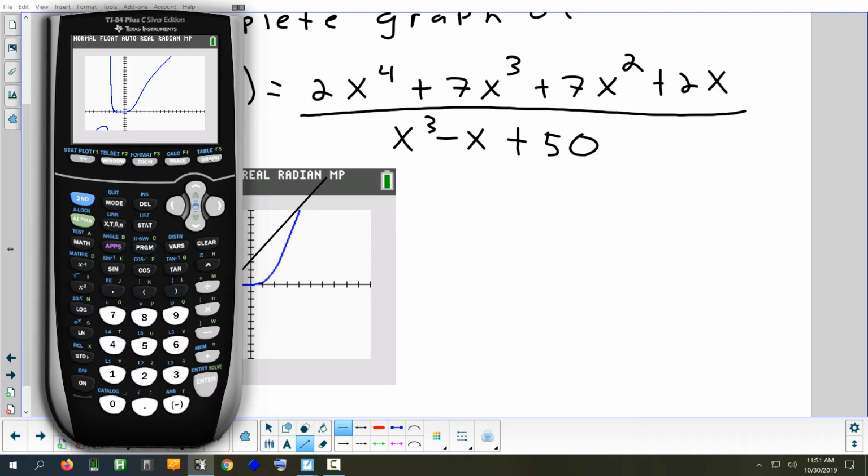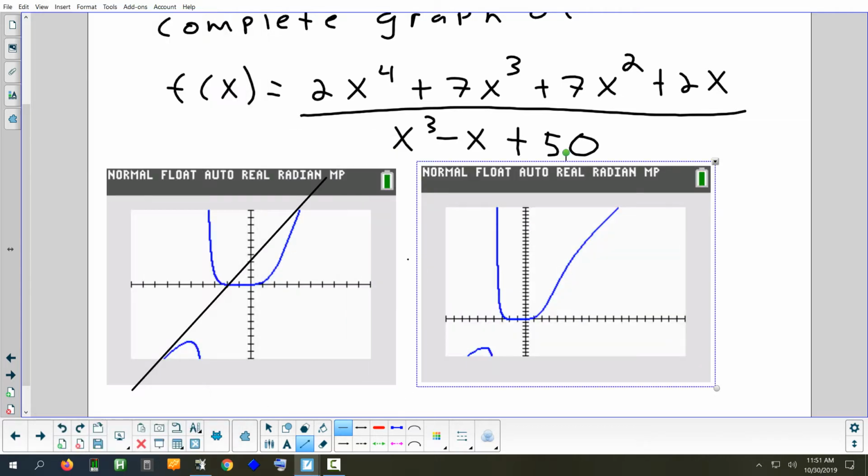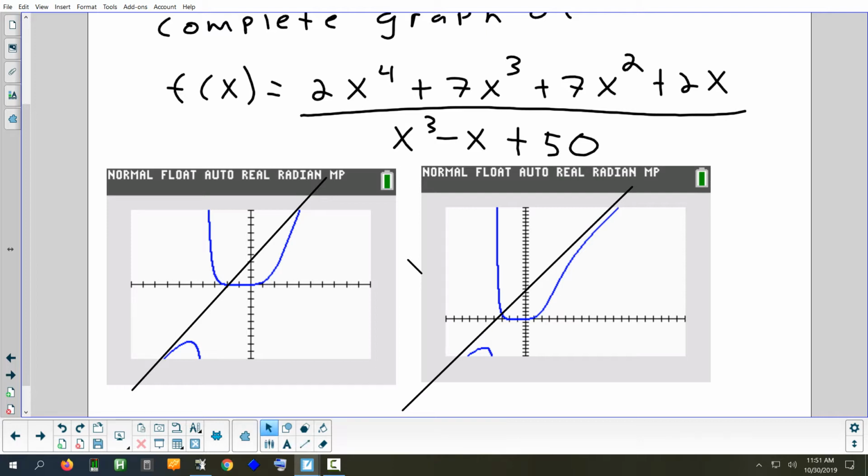Did it curve back? What do you think? Does it look like it's starting to bend back a little bit? Yeah, I think it is. So now I'm starting to see that there probably is a slant asymptote. It isn't perfect, but it's kind of like that. If I zoomed out more, I could see it even better. But I can now see that it's getting closer and closer.